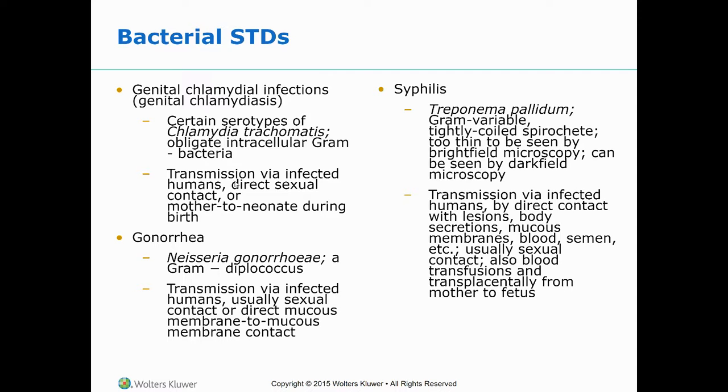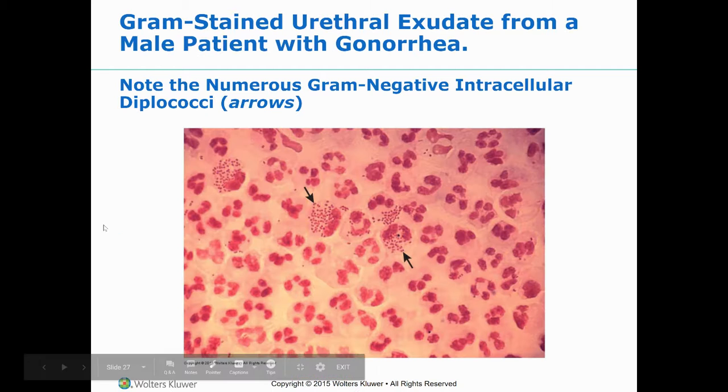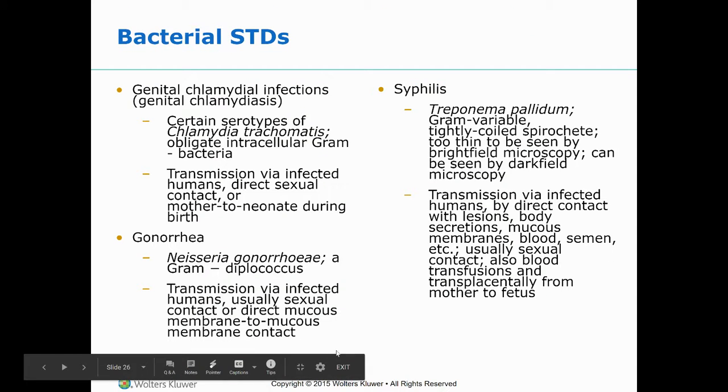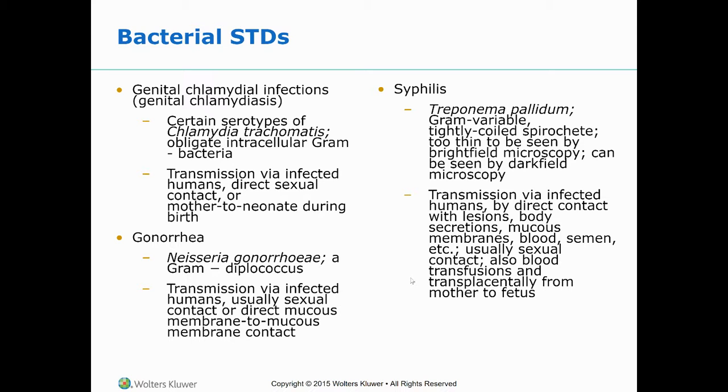It's a gram-negative bacteria. Gonorrhea, again, this is going to be a diplococci, which is essentially just pairs. It's gram-negative as well. And again, sexual contact. Or if you get any type of mucous membrane to mucous membrane contact, you can get gonorrhea. That's why some people have gonorrhea of the mouth as well. It's not quite as common, but it is possible. And then syphilis, again, this is going to be through either contact with lesions or body secretions, and most of the time it happens through sexual contact.